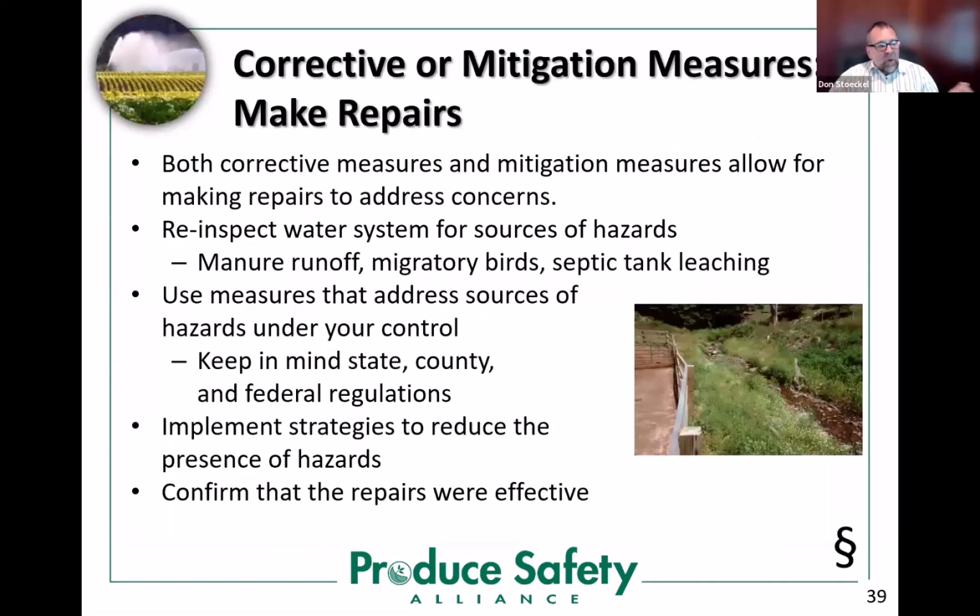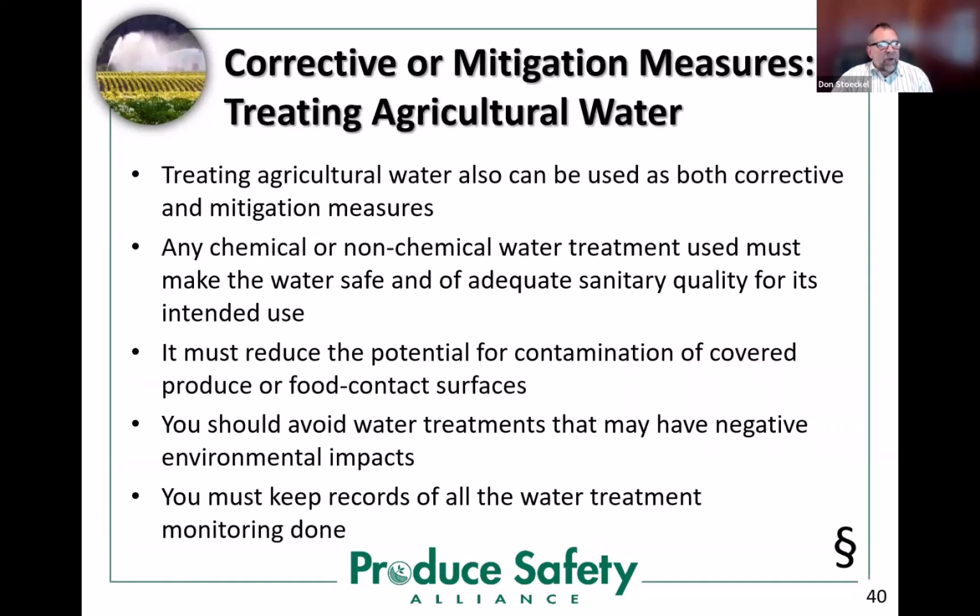Going through our measures, reinspection can be either a corrective or a mitigation measure, keeping in mind the state and local requirements. Treating agricultural water is a topic that's going to be brought up in more depth in Module 5.2. In the short term, it can be challenging to find a chemical treatment method that's labeled for use treating irrigation water to control public health microorganisms.